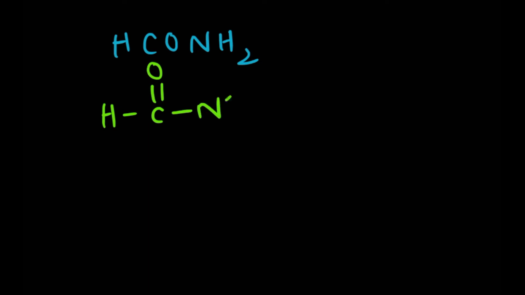Suppose it is HCONH2. If we write down the complete structure, then it will look like this. Now here we have to see the hybridization in carbon. Here you can see there are 3 sigma bonds. This is one sigma bond, this is another sigma bond, and in between these two is another sigma bond. So there is one pi bond and 3 sigma bonds.